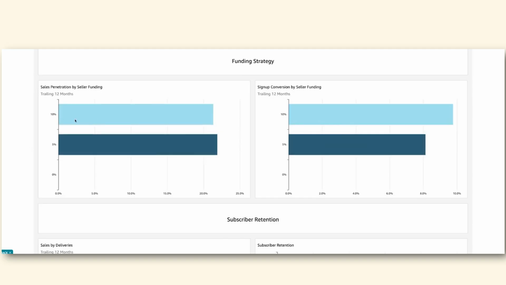So again, just to recap, sales penetration is simply how much of your total sales are coming from subscribe and save. It's not about how many people click subscribe. It's about how big a piece of your business subscribe and save becomes. And that's why penetration could look similar even if sign-up conversion changes.